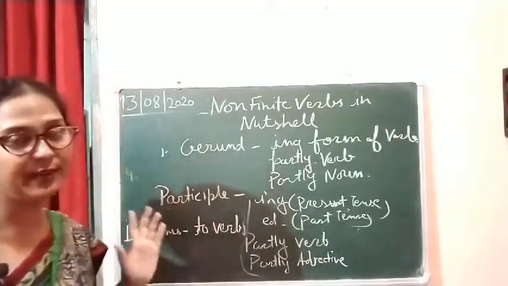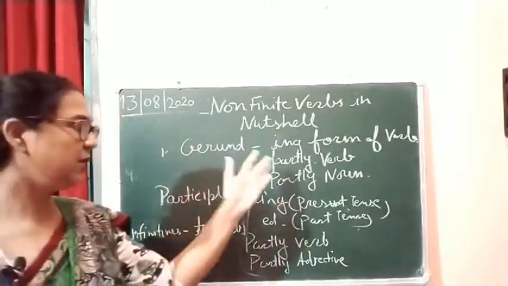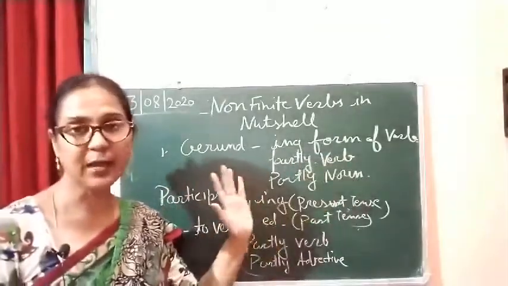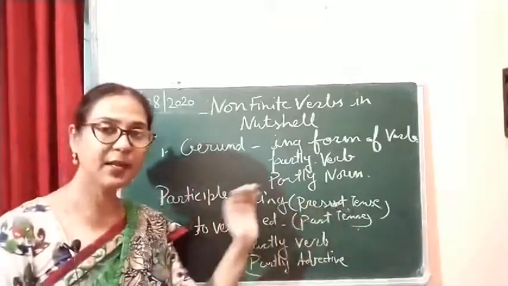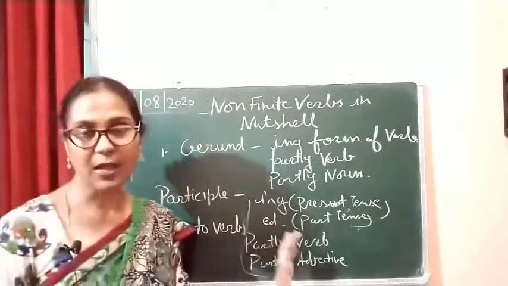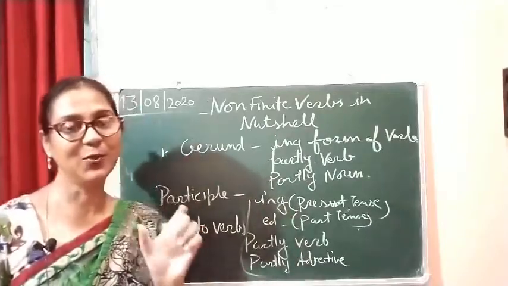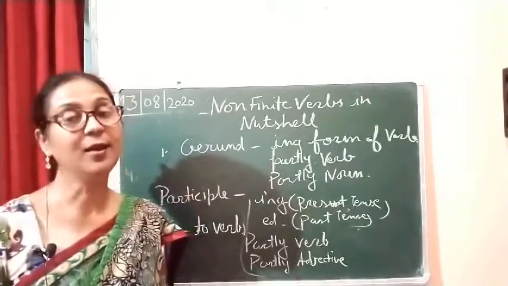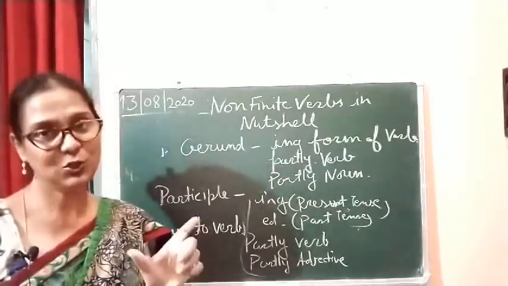In a nutshell we are going to revise it. Non-finite verbs have 3 parts. The first is gerund. Gerund is the ing form of verb, partly verb and partly noun also. Now participle: ing in the present tense and ed in the past tense, and this is partly verb and partly adjective. Now here infinitive we are going to point out with to, and we have also already studied the bare infinitive. There we are not supposed to write to.